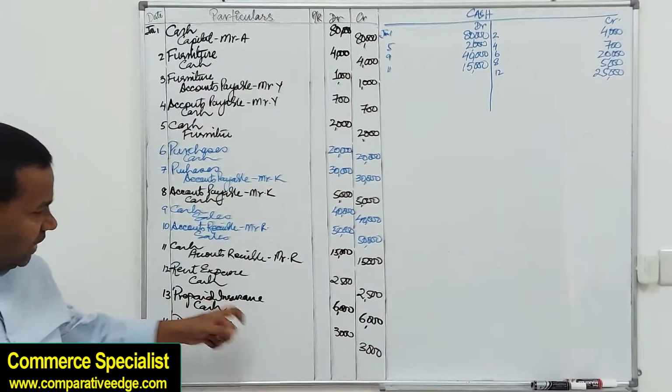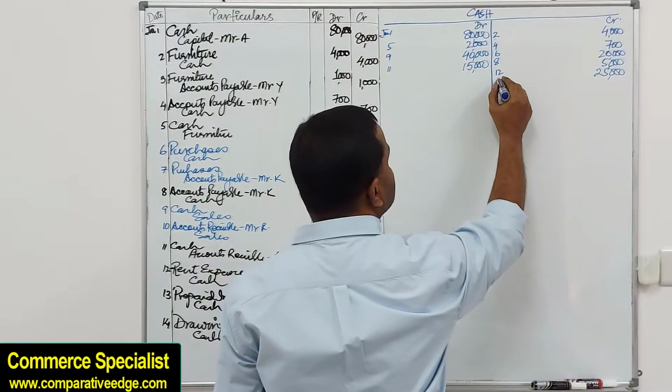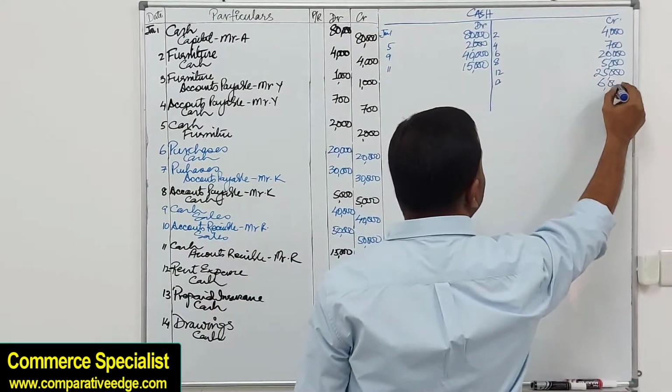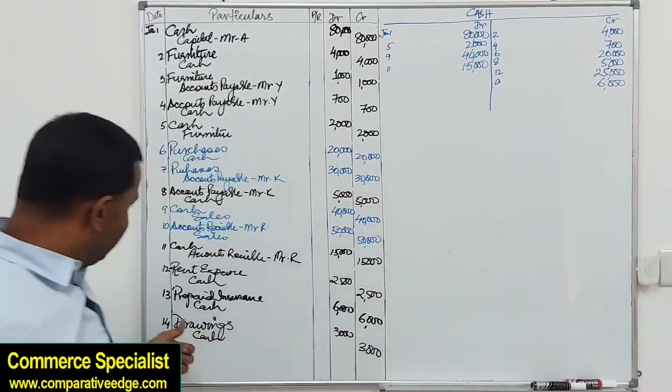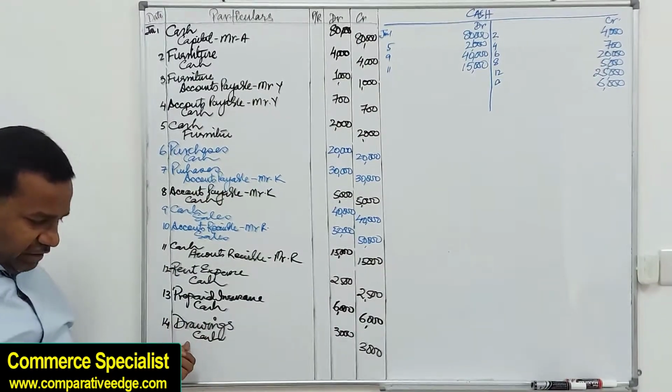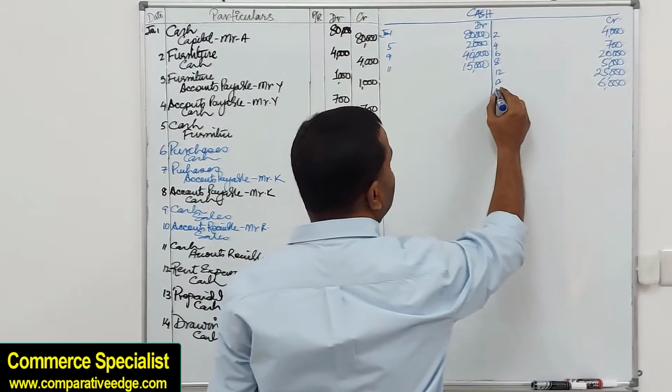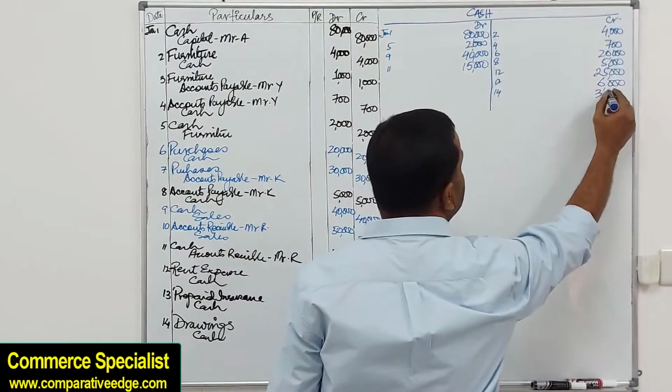13th, it's a credit with 6,000. So 13th is a credit with 6,000. And the last one, 14th, is a credit with 3,000 again. So I'm writing on the credit side 14, it's a credit with 3,000 again.